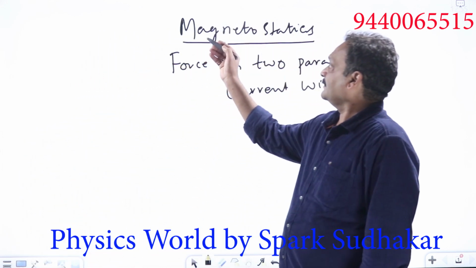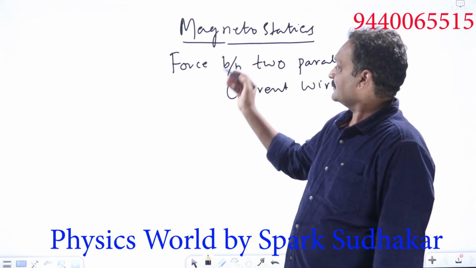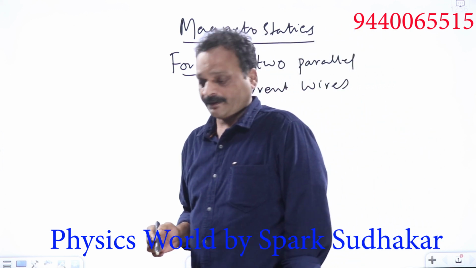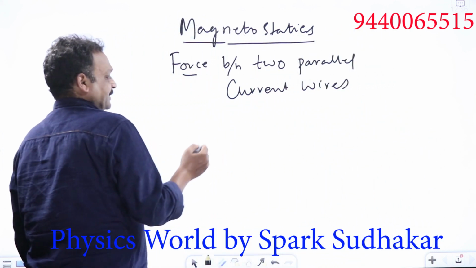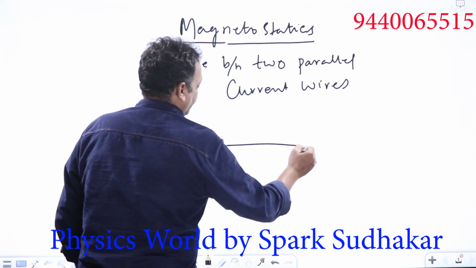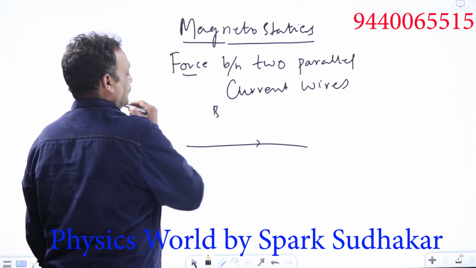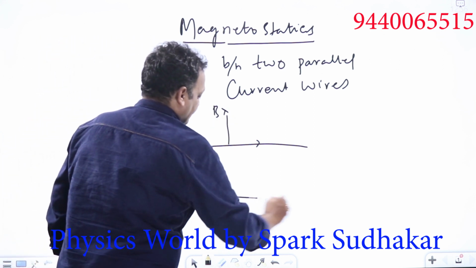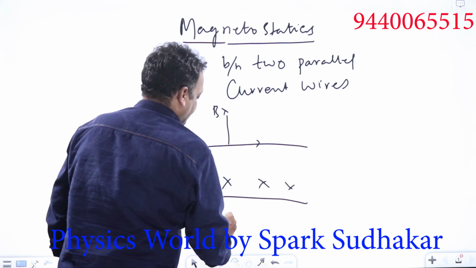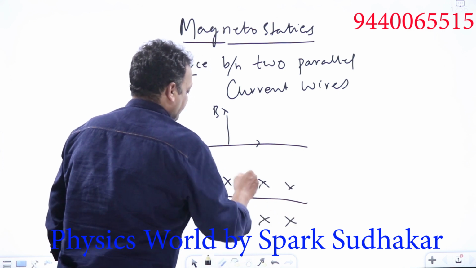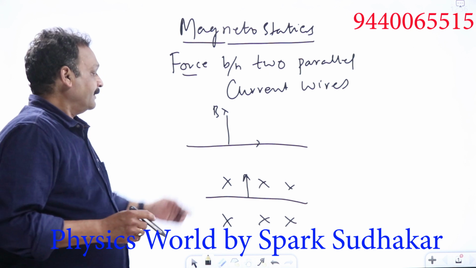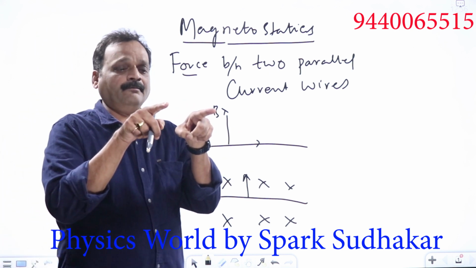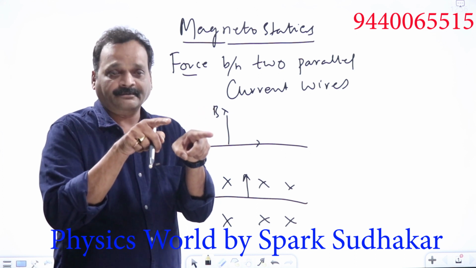Today we are continuing our magnetostatics series of lectures in which we are going to discuss what is called force between two parallel current wires. We have seen in the last chapters that whenever there is some current in a wire, it produces some magnetic field B at a distance r from it. And whenever we place a current wire in a magnetic field, it experiences a force given by F equal to I into L cross B. Based on these two factors, if I take two parallel current wires, what will be the force acting between them? That we are going to discuss now.